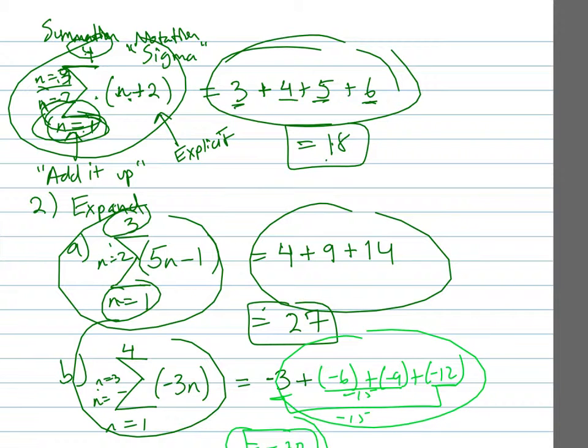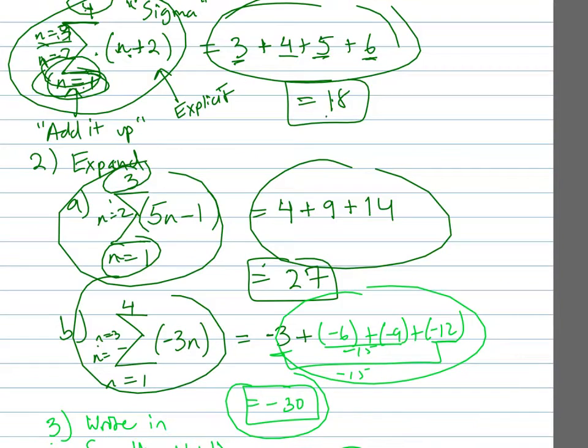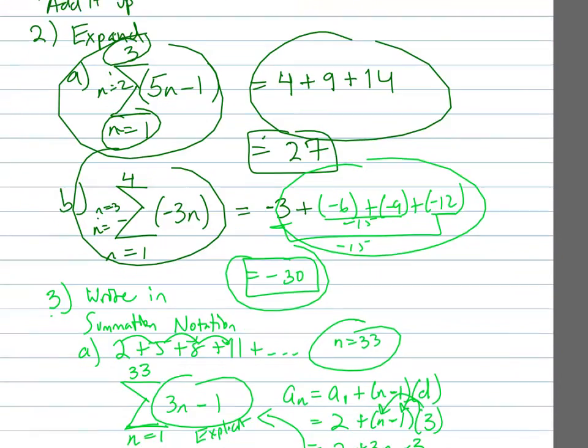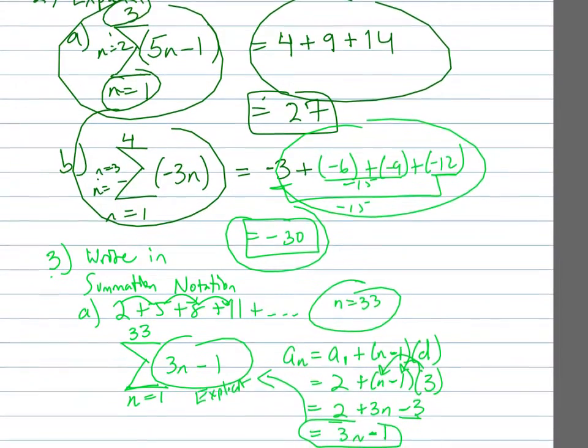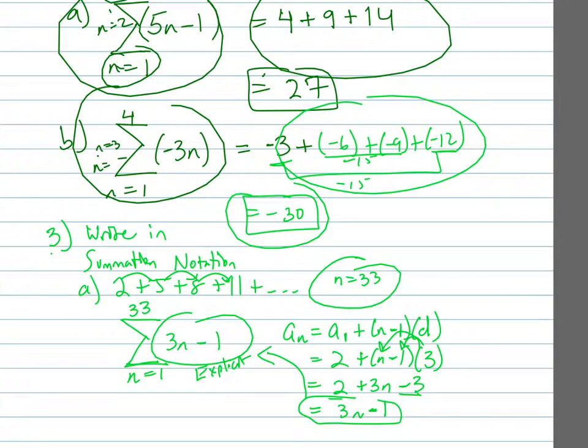Alright, let's take a look here. We start at our bottom floor. Plug in a 1 here. We get negative 3. Go to the 2nd floor, guys. What pops out of this? Negative 6. Go to the 3rd. What pops out of this? Negative 9. Go to the top floor, 4. We're going to stop here.